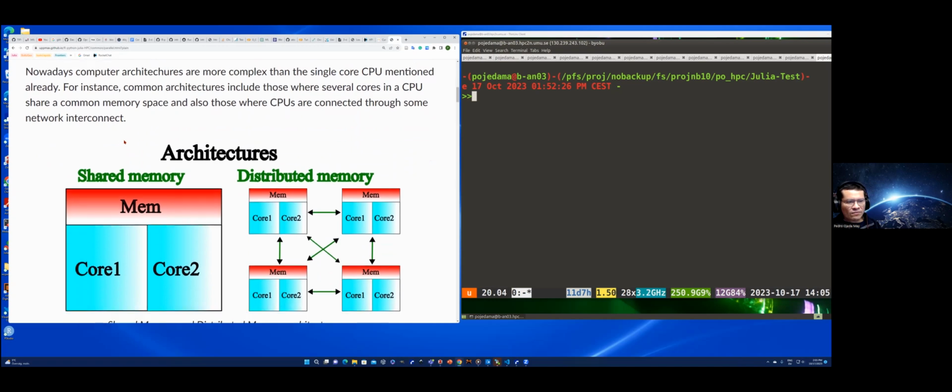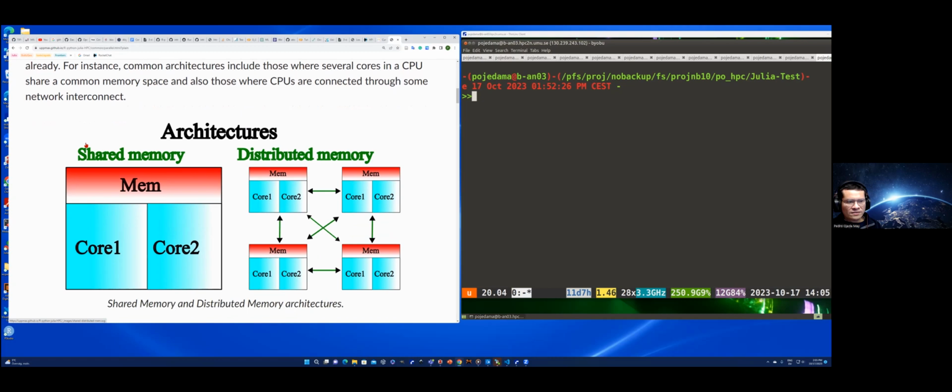These are the common architectures that you can find in the different HPC centers. One is the so-called shared memory, where we have several cores. In this case, I just depicted two for clarity reasons, but you can have, for instance, 128 on Dardel at PDC. And the main feature of this architecture is that all the cores share some memory space.